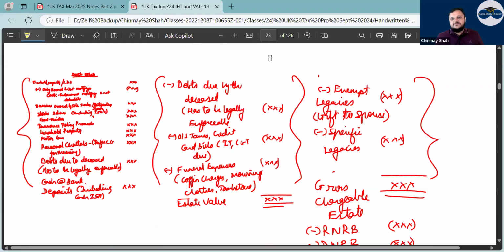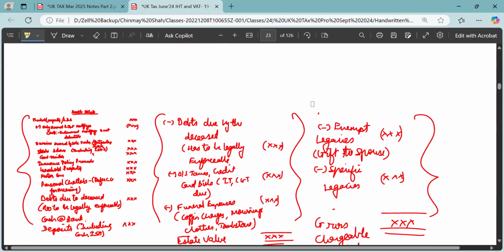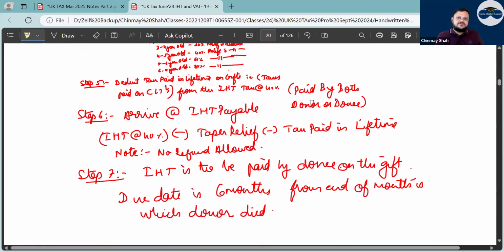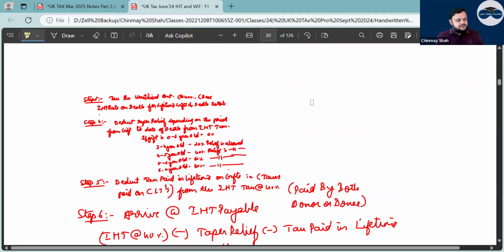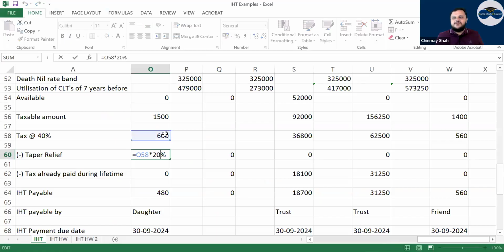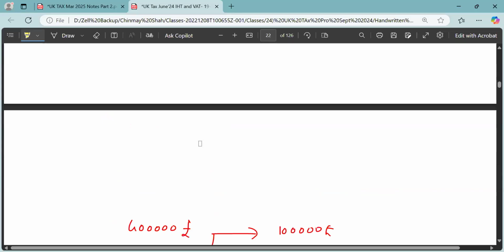Yes, Tahir, tell me. Sir, taper relief is calculated on what amount? GCA? No, it is calculated on the tax amount. 60% of tax, 40% of tax, or 20% of tax. So have a look. What did I do here? When I calculated taper relief, have a look. I calculated on the tax, and 20% or 40%, 60% or 80% of the tax will be a relief that will be given to you. Right? Okay, okay.